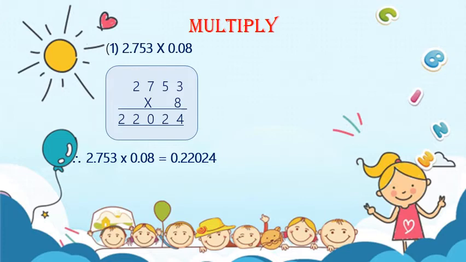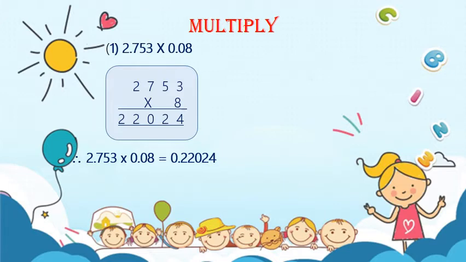So what are we going to do? We will place the decimal point in the product after 5 digits from the right hand side, that is after 0. So our answer will be 0.22024. We can see that in the product also we have 5 decimal places.